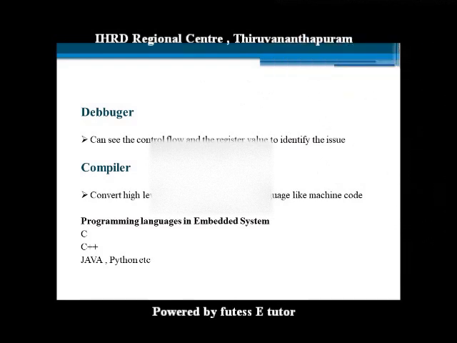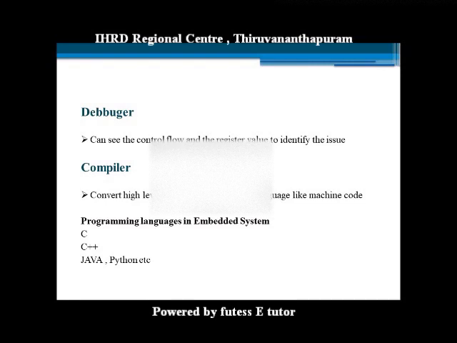Debugger. Sometimes we are not getting the expected result or output due to errors or bugs. There are certain tools that are specifically used for the debugging process where we can see the control flow and register value to identify the issue.